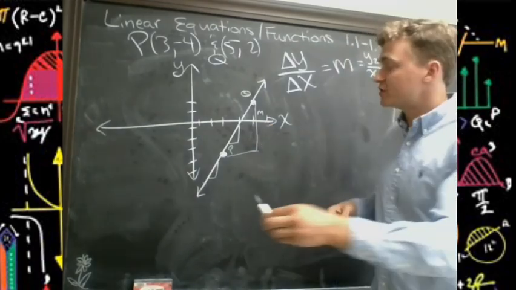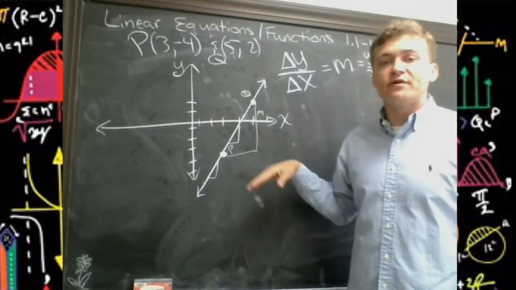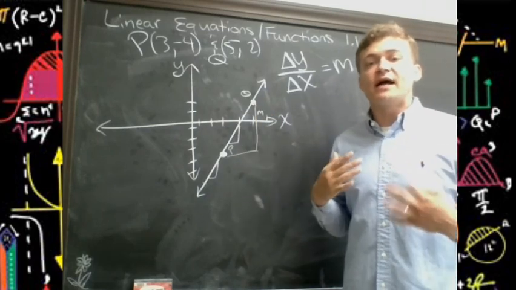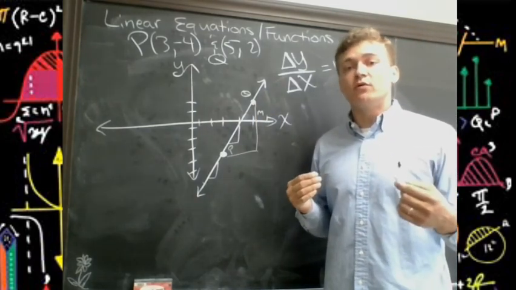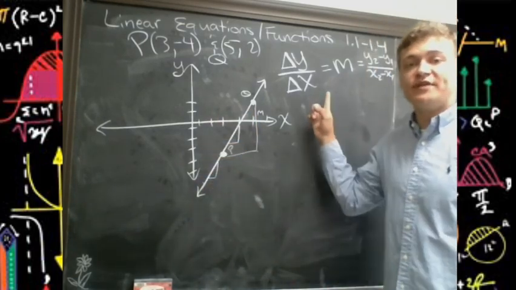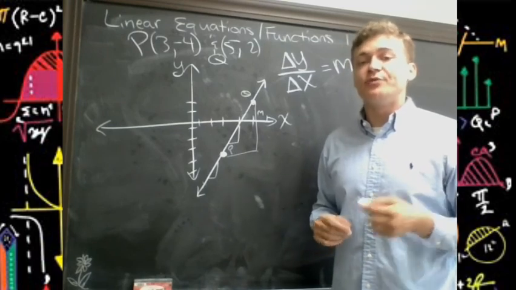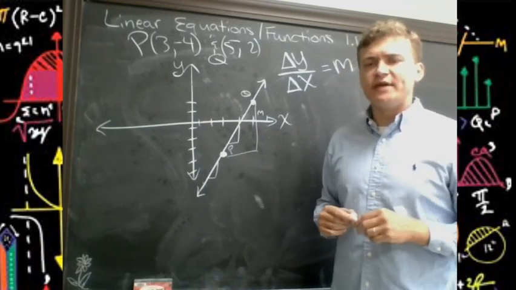Now again, I ask you this question. What is our line doing? Is our line increasing or is it decreasing? That will give us an idea of what the slope should equal. And in this case, our line is increasing. So this value should most definitely be positive. It should be a positive value. Let's see if we get that.